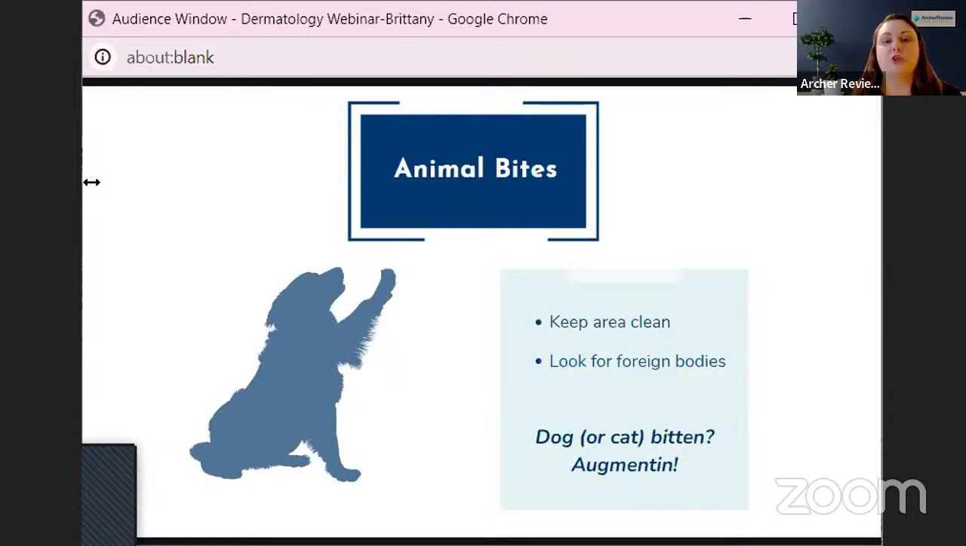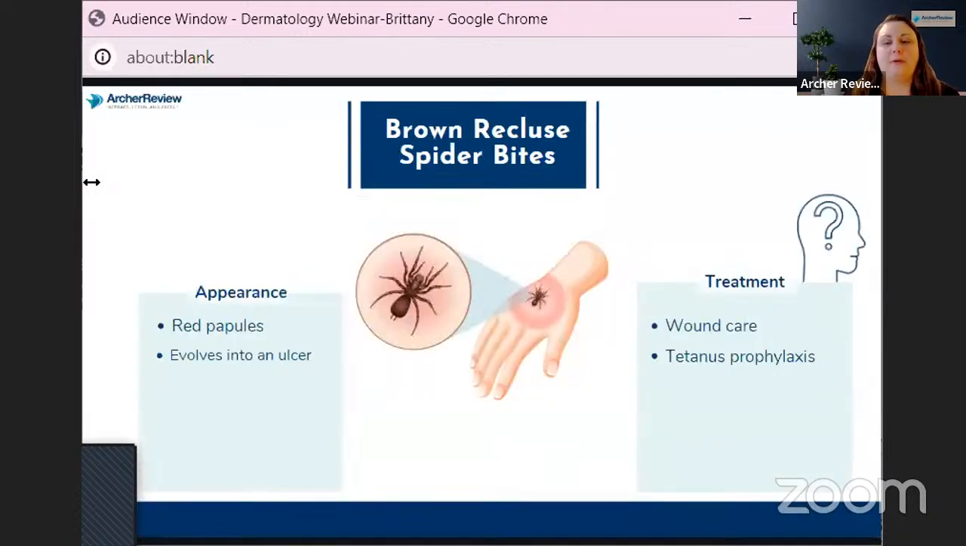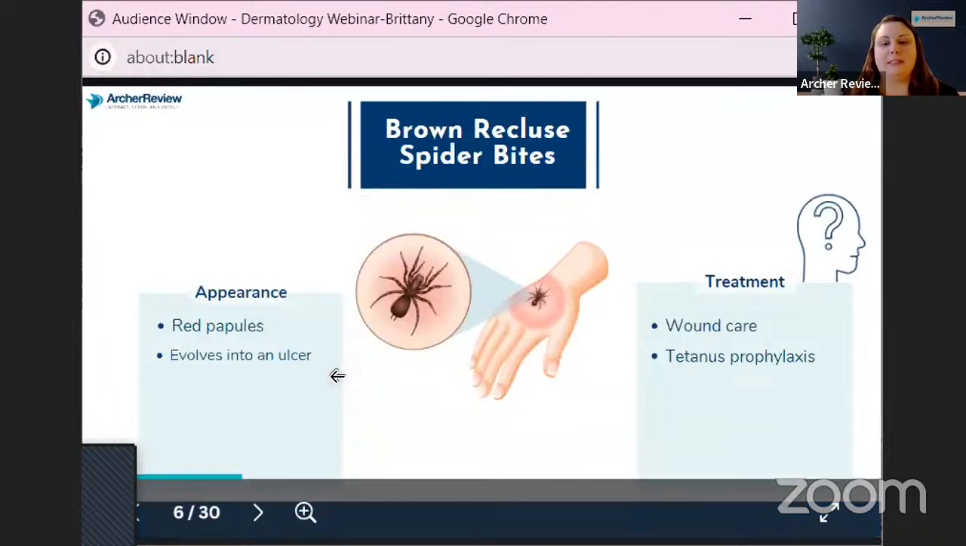That's going to be our first choice for a dog or cat bite. Okay, what about a brown recluse spider bite? Who can tell me that one?